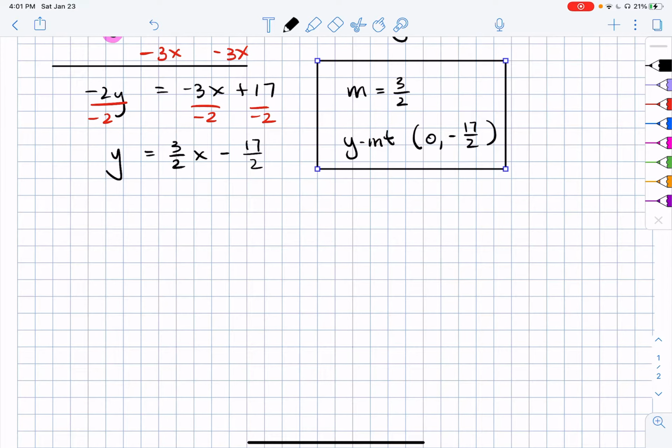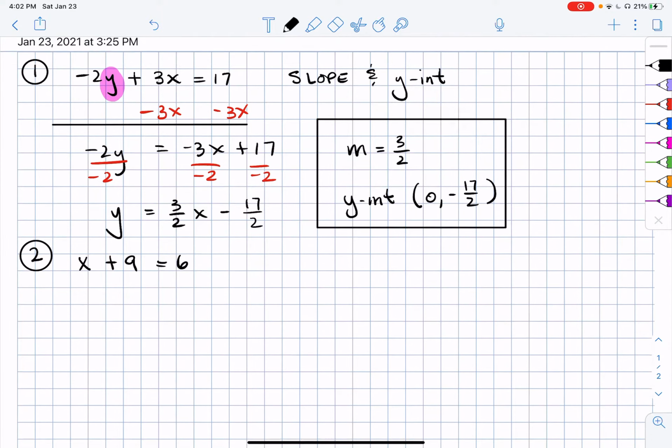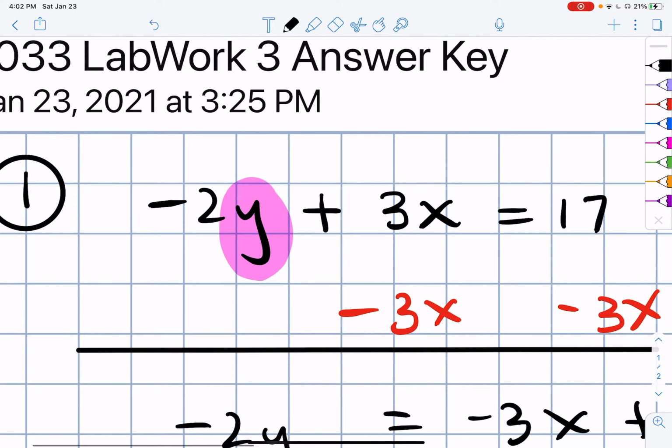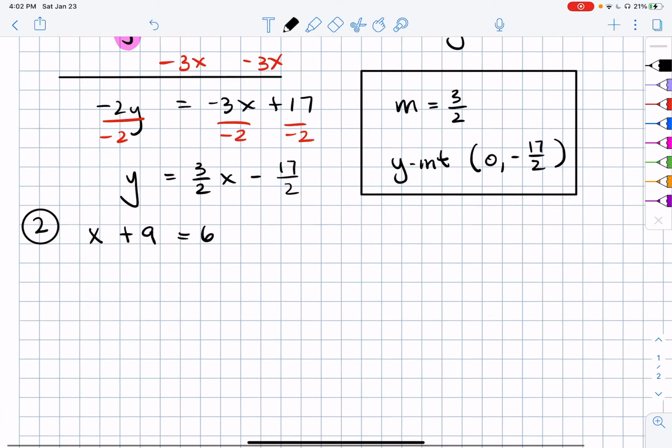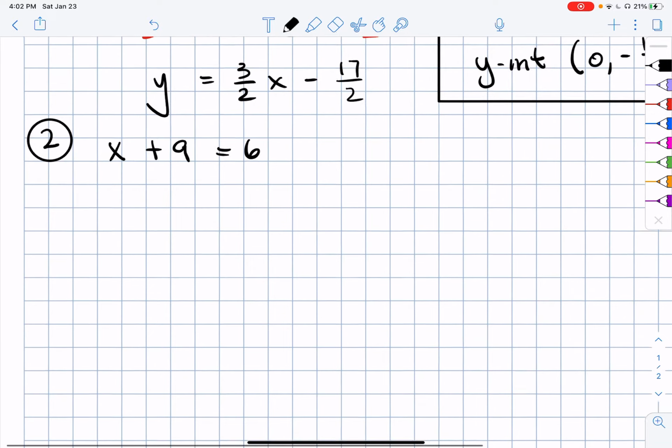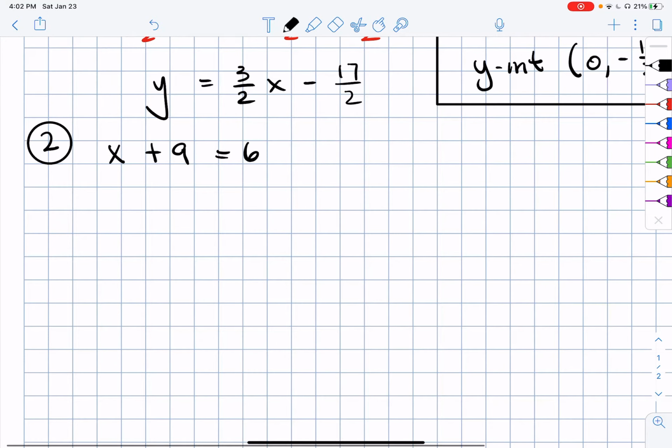All right, number two. I would want to do the same thing with number two. I have x plus 9 equals 6. One of the things I said to you guys before was, if there's an x and y in the equation, then I know it's going to be a diagonal line. However, if there's no x and y in the equation, then I'm just going to solve for that variable. So in this case, I'm going to solve for x by subtracting 9 over. So that's going to be negative 3. So I got x equals negative 3.